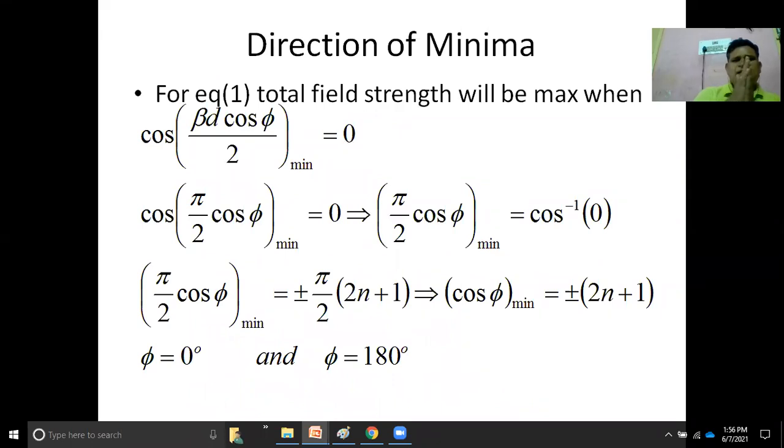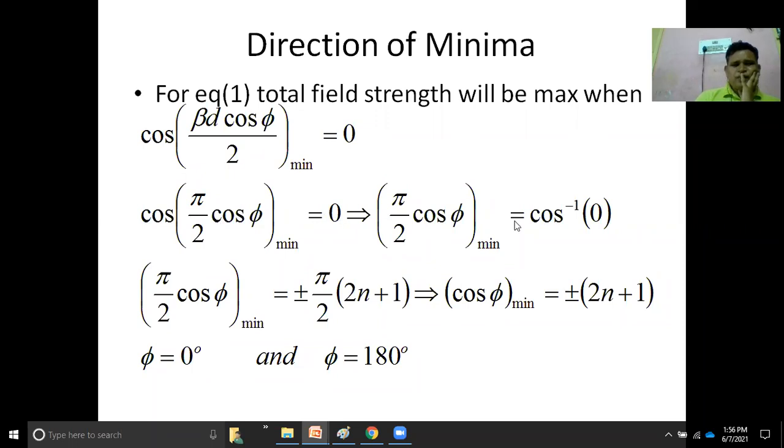Similarly, what is the direction of minima? Direction of minima means the electric field intensity is 0. When will it become 0? When cos of (beta d cos phi)/2 is equal to 0. We already substituted the d value: d is equal to lambda by 2, beta is equal to 2 pi by lambda. Now we are getting cos(pi/2 cos phi) equal to 0.